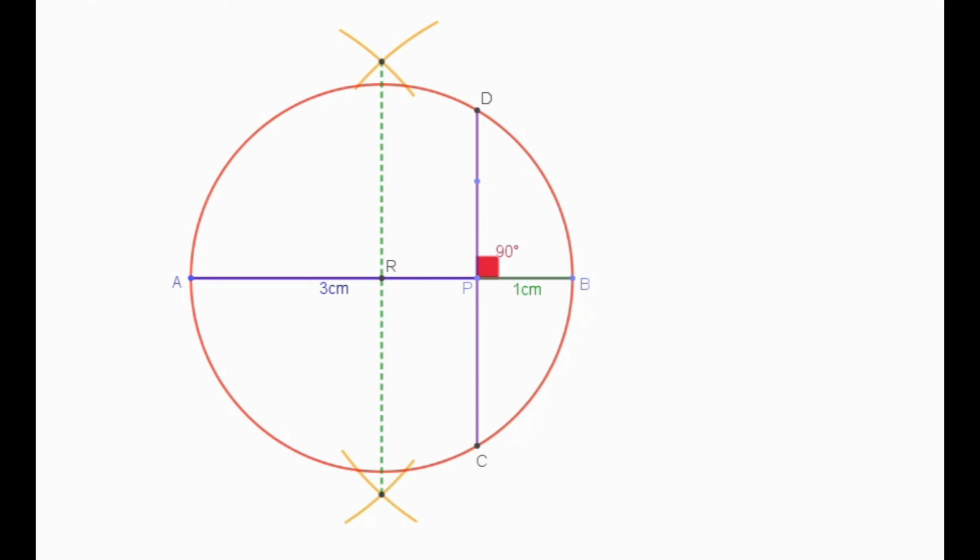Now we have to draw an equilateral triangle with one side CD. Take CD in the compass and draw an arc from C. And then draw an arc from D, taking the same radius. Mark the points of intersections. Join that to C and D. So the triangle CDE is the required triangle.